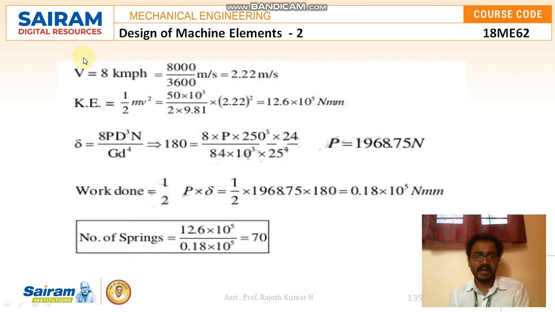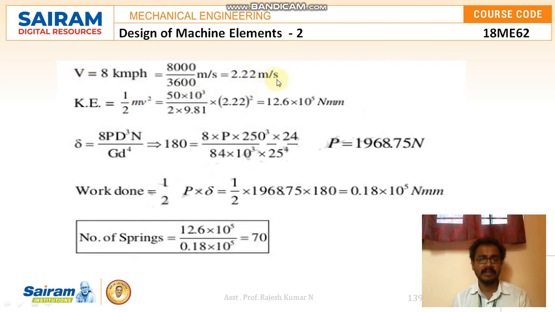First we will write down the given data. The load is fine, but they have given the speed in kilometer per hour, which definitely is a velocity. We need to convert kilometer to meter by multiplying with 1000, and hour to seconds, where 1 hour has 3600 seconds. So 8000 divided by 3600, and the velocity we get is 2.22 meter per second.